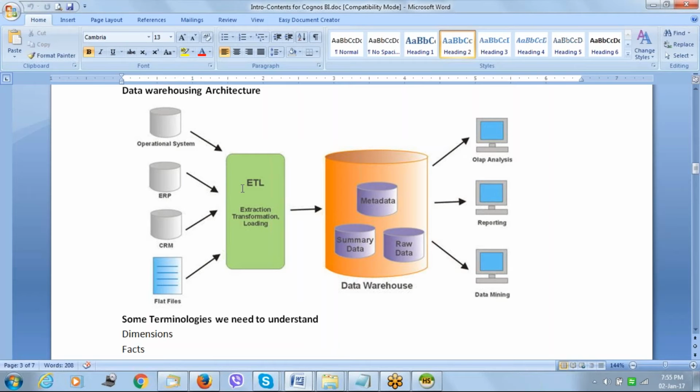So we are doing something. The data is already saved in ERP and CRM. From there, we are taking the data and saving it in the data warehouse. So why do we need a data warehouse? What is the purpose of a data warehouse?